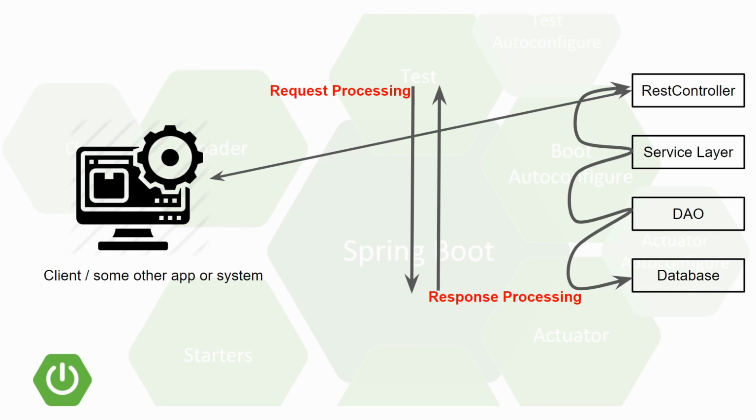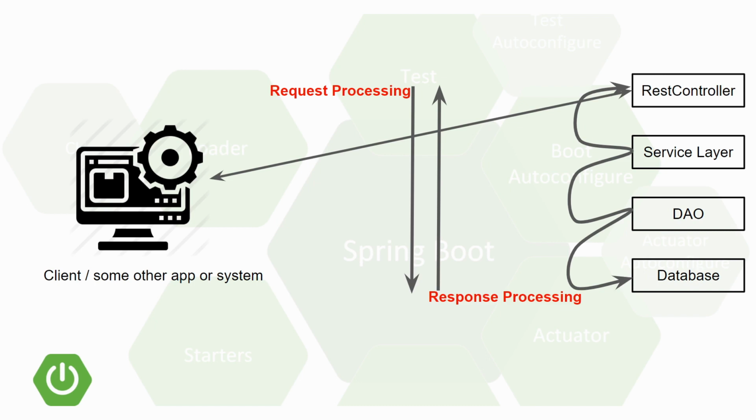Now, in this picture, what we are saying is how we can develop a REST API in Spring Boot. On the left-hand side, you see the client making a call to your REST API. Actually, a REST API is composed of 4 layers: REST controller, service layer, DAO, and database. The service layer is a bridge between the REST controller and the DAO. The DAO is a bridge between the service and the database. And the REST controller is the front-facing controller where all requests will come.